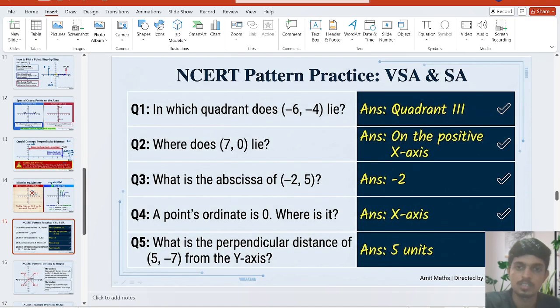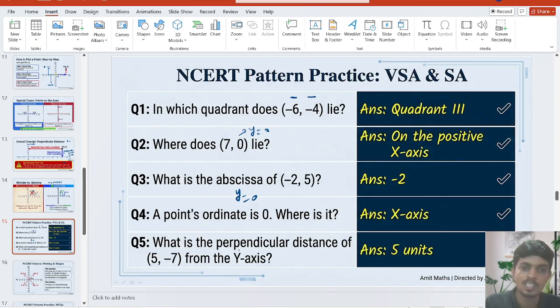Coming to the next. In which quadrant does (-6, -4) lie? Here is minus and here is minus. This is the third quadrant. Where does (7, 0) lie? Its y coordinate is 0, so it lies on the x-axis, on the positive x-axis because this is positive; if it were negative, it would lie on the negative x-axis. What is the abscissa of (-2, 5)? The option is -2, so -2 is correct. A point whose ordinate is 0, where is it? It lies on the x-axis.